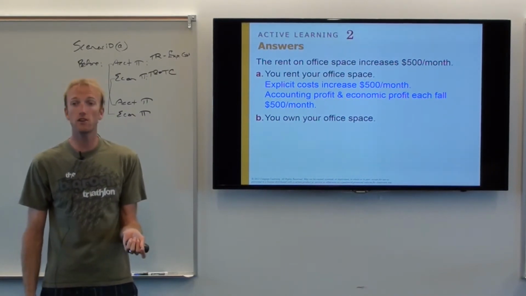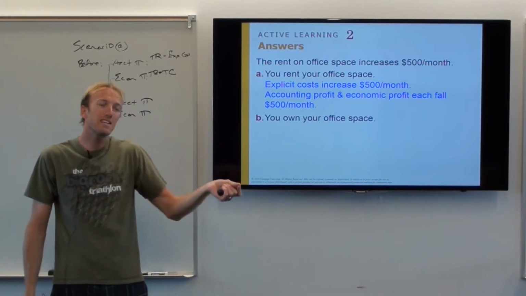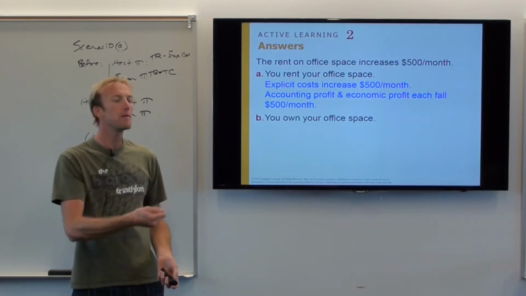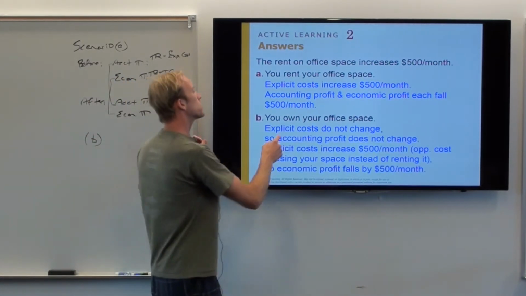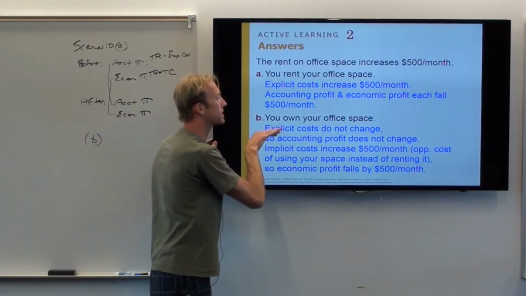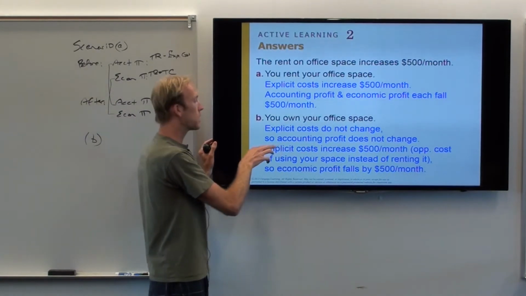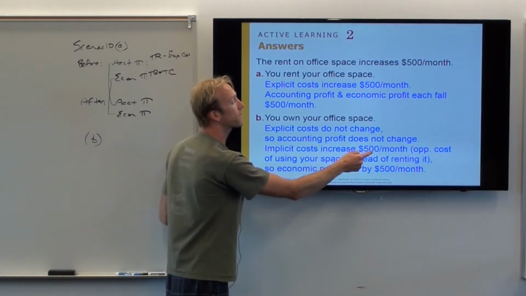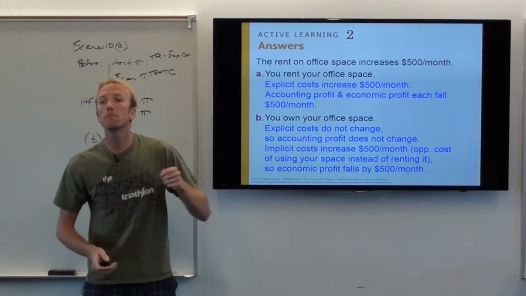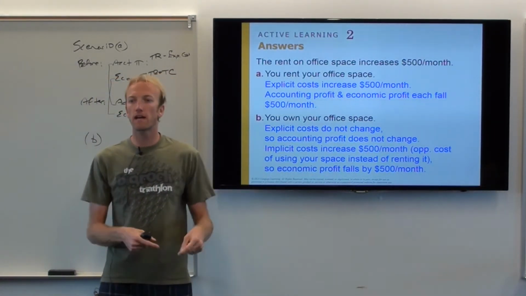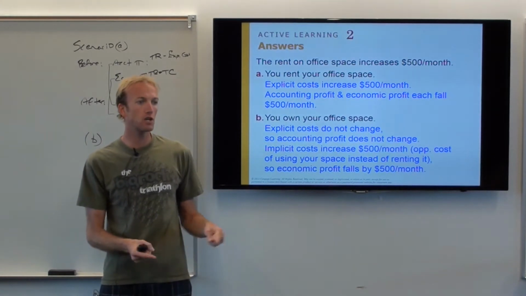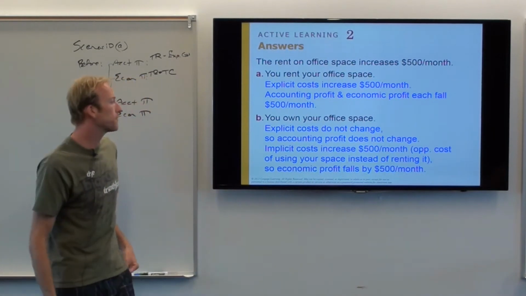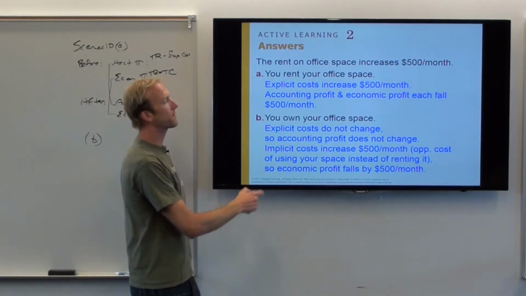I'm losing out on an extra $500 a month. So that's going to be considered a cost. But is that an explicit cost? No, because I'm not actually paying someone the $500 a month. So it's called an implicit cost, all right? So explicit costs do not change, therefore accounting profit does not change, but the implicit costs go up by $500 a month because I'm losing out on that $500 a month if I stay in my office space. I could be getting an extra $500 a month, so that still should be a cost, right? So the economic profit falls by $500 a month.